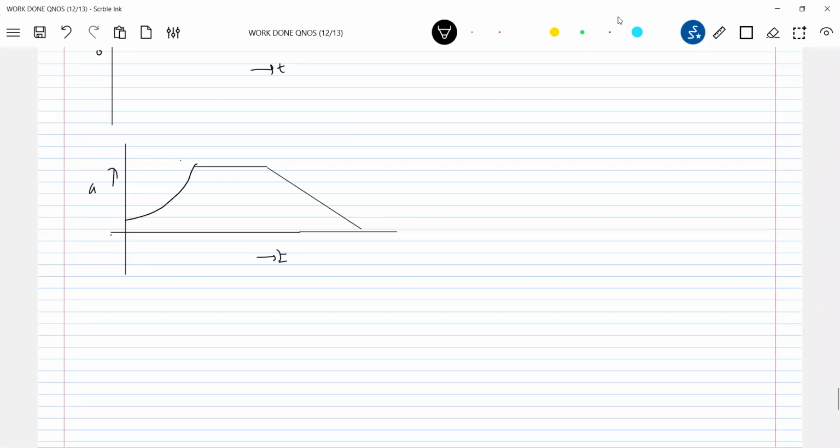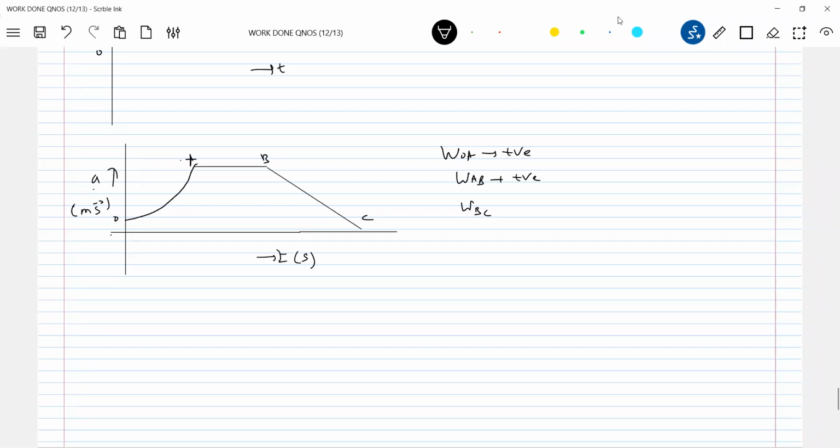Can we say anything about the work done? So what is the type of OA? Acceleration increases, so speed must increase. This one, no? So work done will be positive. AB is what? Uniform acceleration, speed will increase. So AB, net work done positive.